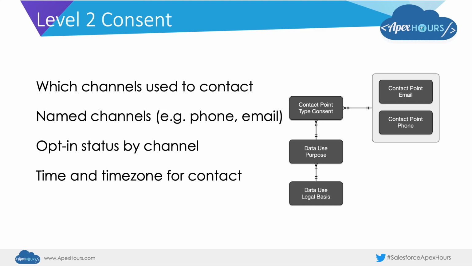This next level determines which channels the individual wants to be contacted through. The contact point type consent object defines the named channels, for example, phone or email, and the related opt-in status of an individual for each corresponding channel. An entity relationship exists with this object and the contact point email and contact point phone objects, which both define what time and in which time zone an individual prefers to be contacted.